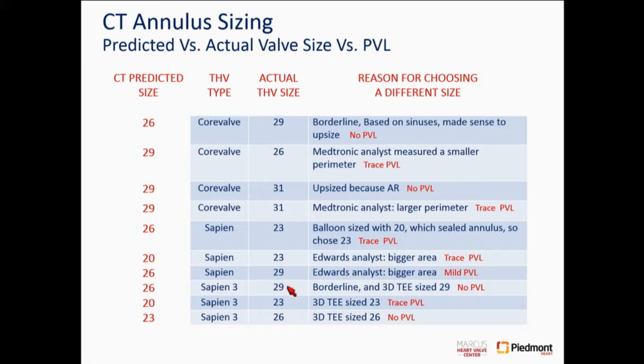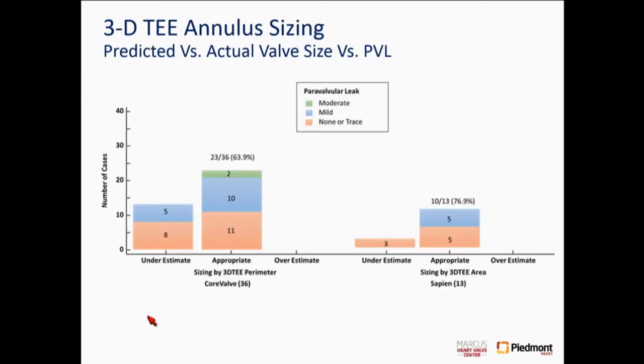Interestingly, in these 2 patients where CT predicted a small size and a bigger valve size was used, this was the CT predicted valve size here, and these were the actual valve sizes used. The 3D TE predicted 23 and 26, and the end result was trace PVL and no PVL in these 2 patients. So the converse also seems to work sometimes, and that is TE can also sometimes predict a bigger valve size than CT. It's not always in one direction.